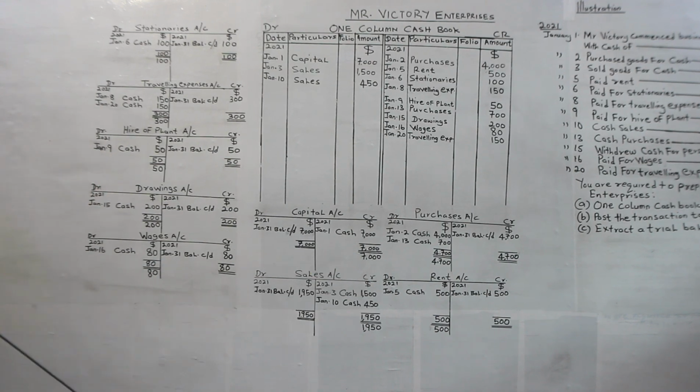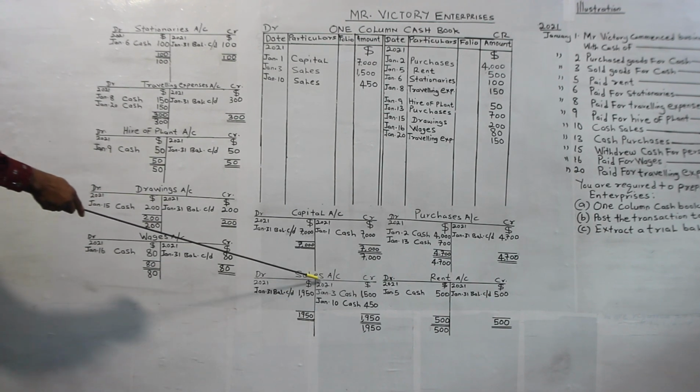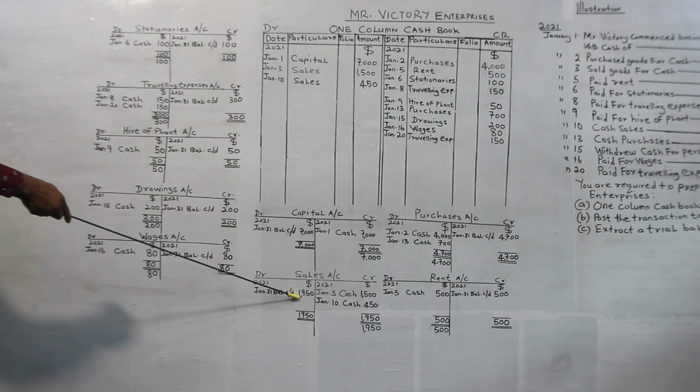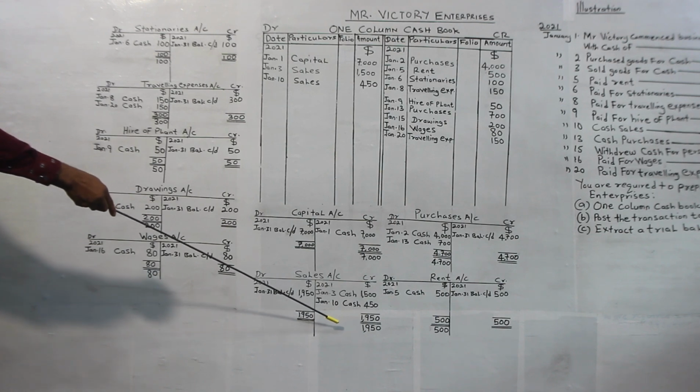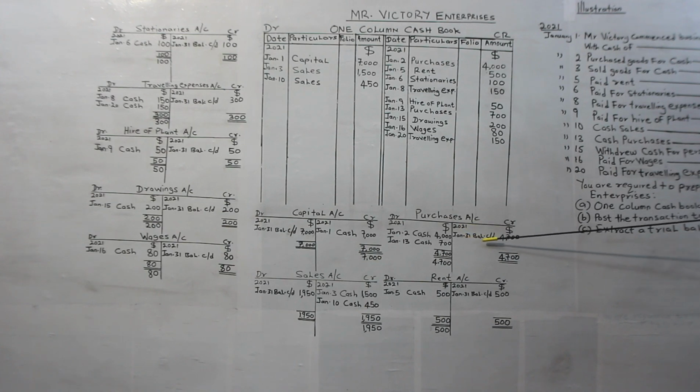For sales account, the balance is on the debit, 1,950. You can see it, we transferred it to the credit side. That becomes the balance brought down. For this account, the balance carried down is on the credit side, 4,007. You can see this 4,007 is taken to the debit side under the figure. That becomes the balance brought down.